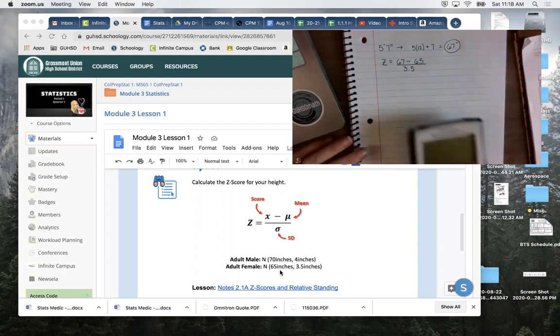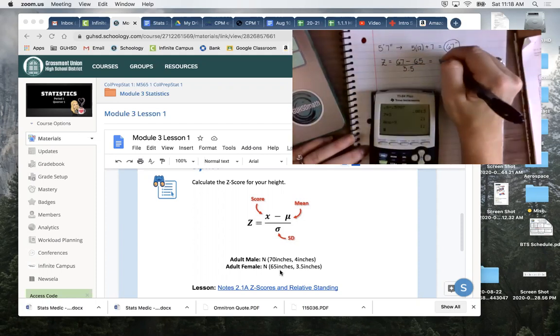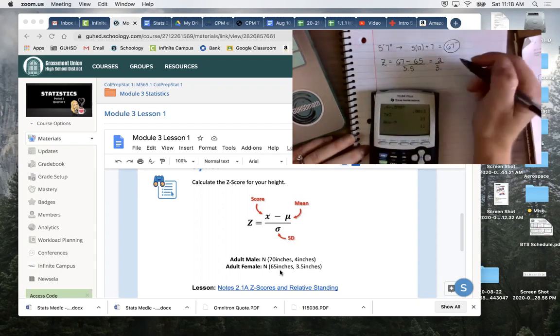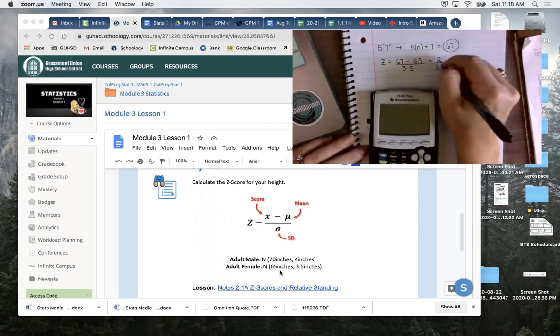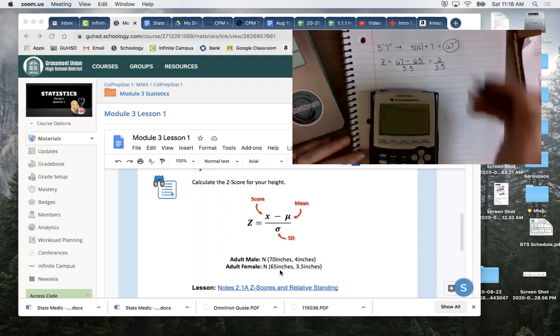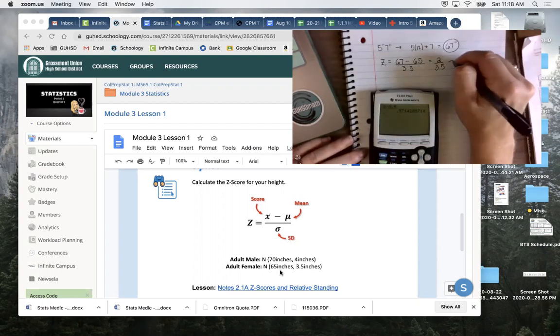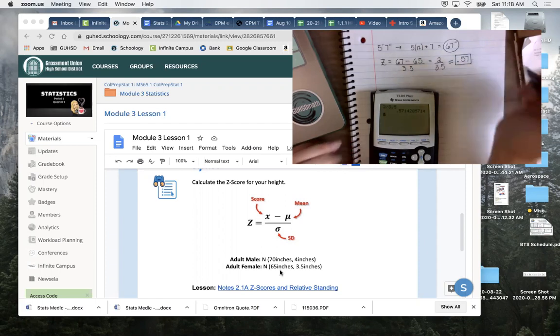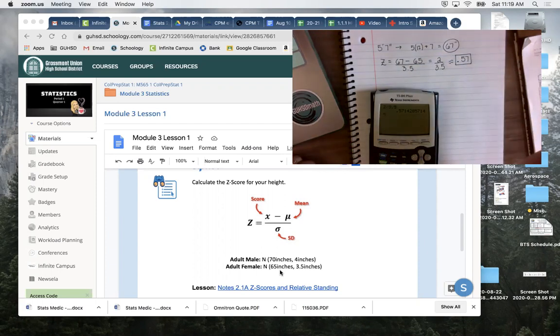Okay, so I always show both steps. So I'm going to show my 2 divided by my standard deviation of 3.5. So I take 2 divided by 3.5. I already see I'm going to be less than 1 standard deviation away. I always round to 2 decimal places. So I am 0.57 standard deviations above the mean. I'm not even a full standard deviation above the mean.